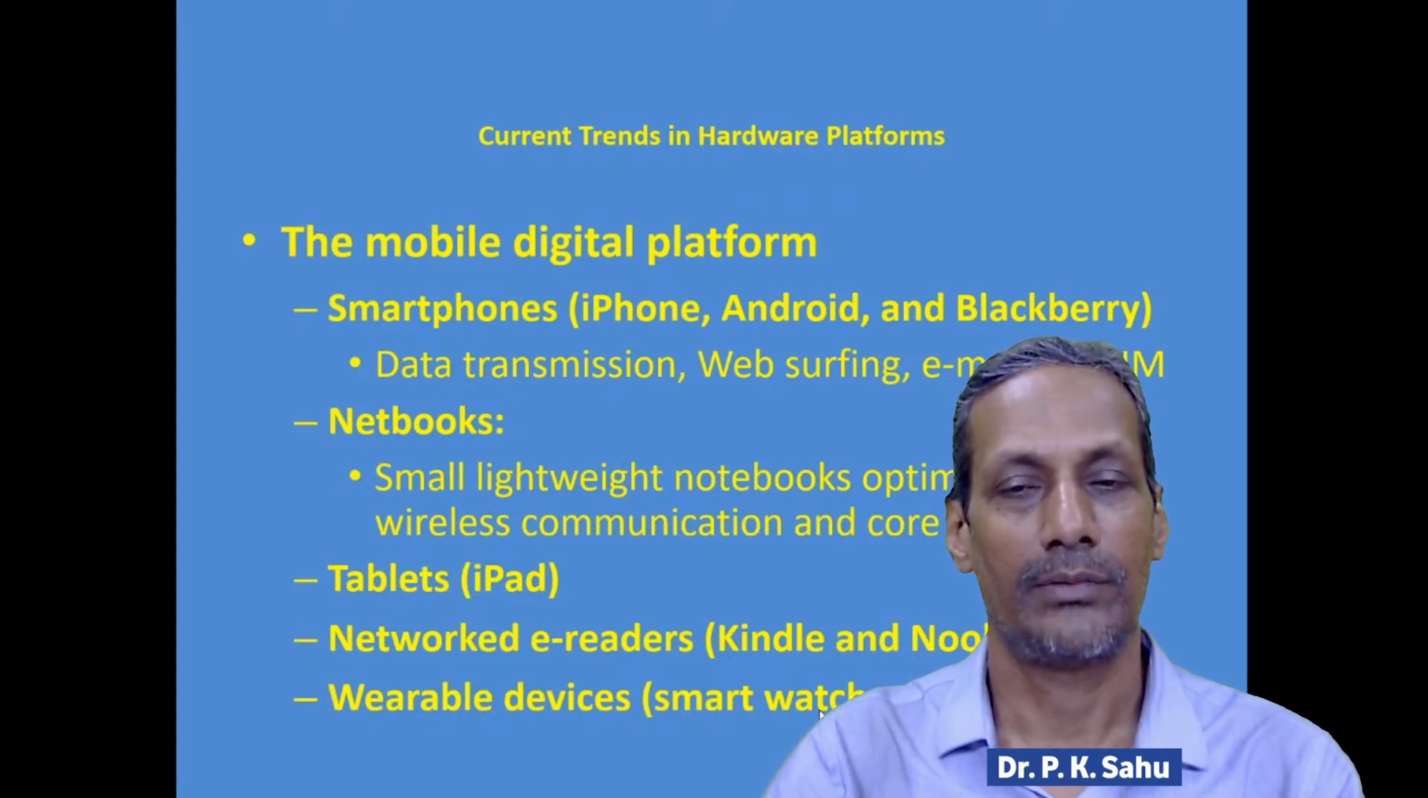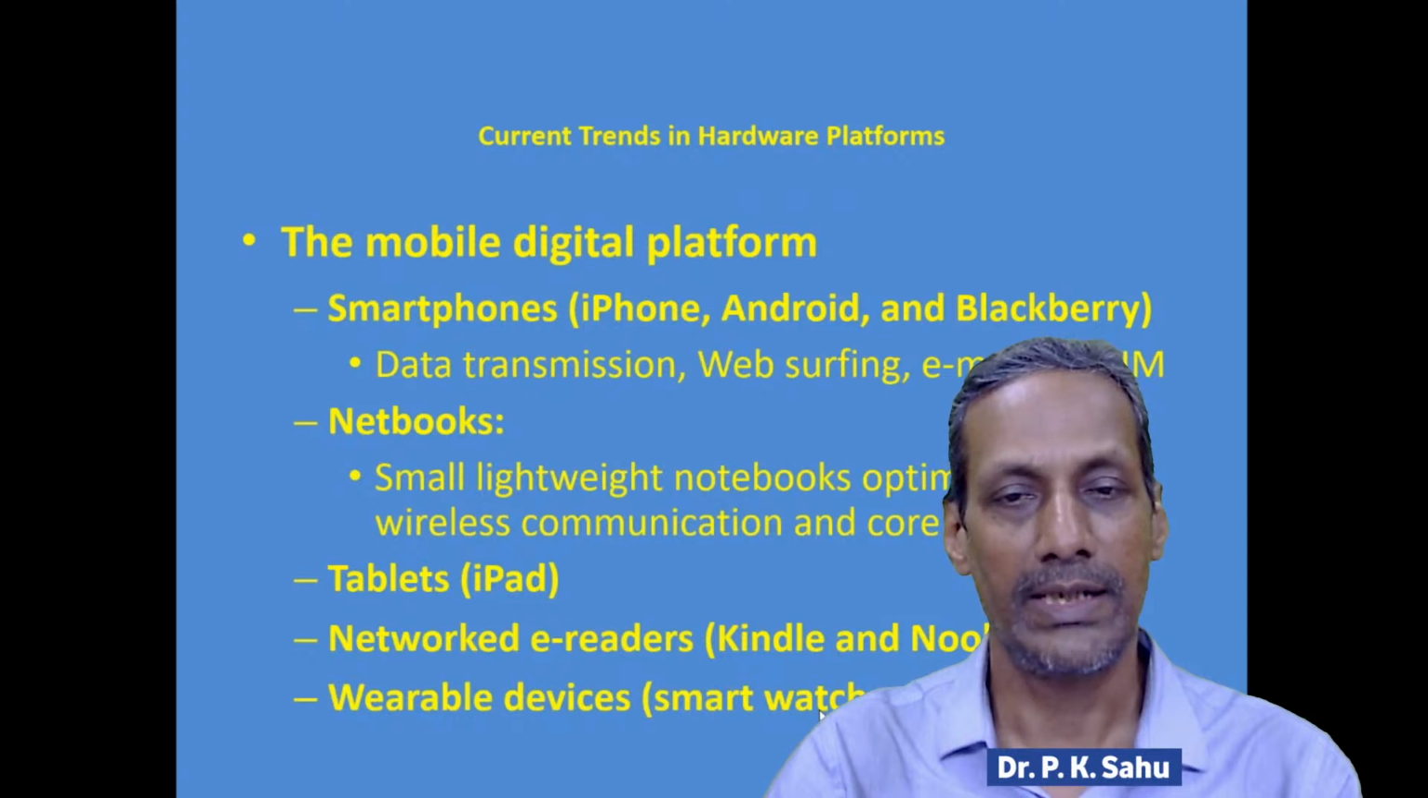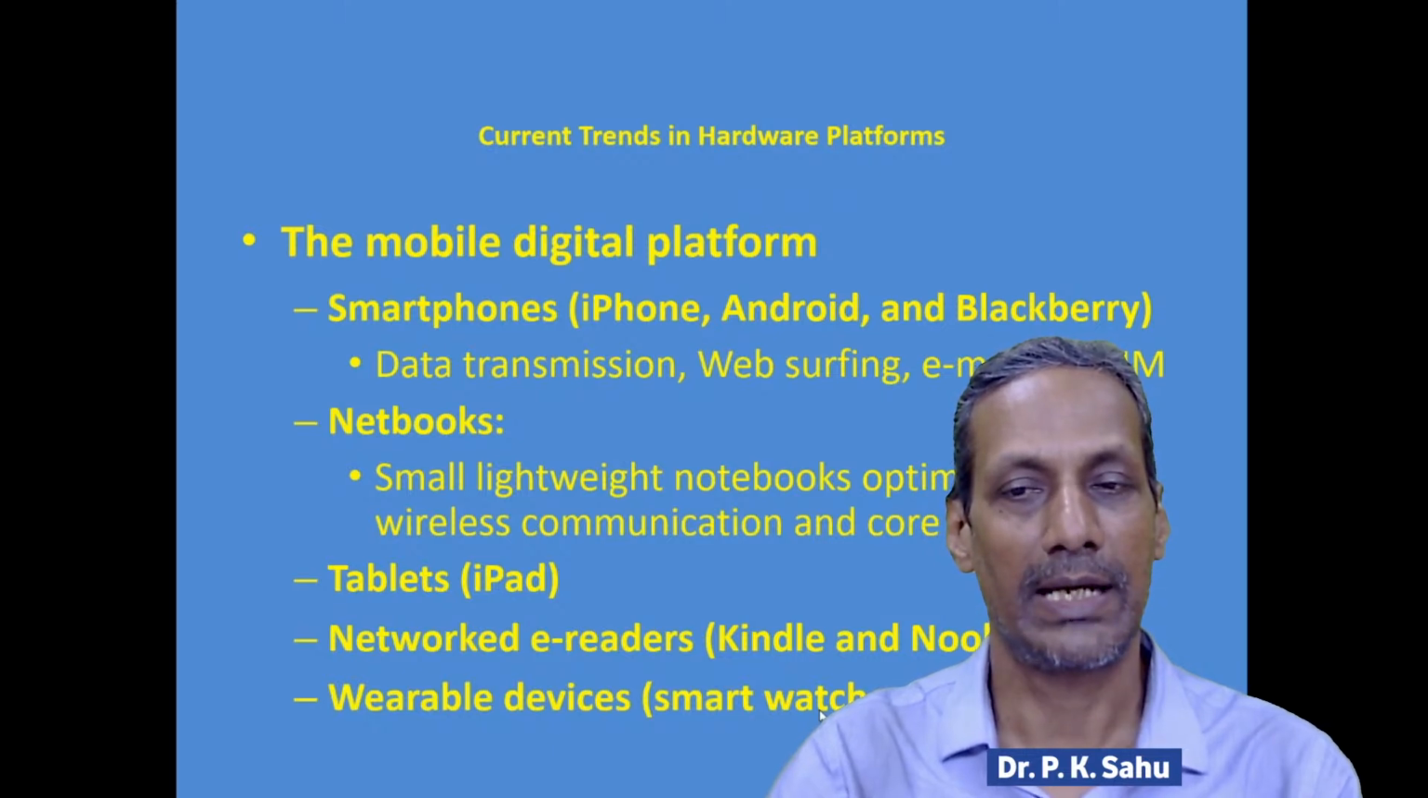Today, networked e-readers are widely used by students, faculty, and people who love to read. The Kindle and the Nook are some of the best examples of networked e-readers. Today, the smartest devices are the wearable devices like smart watches, smart glasses, and whatnot.